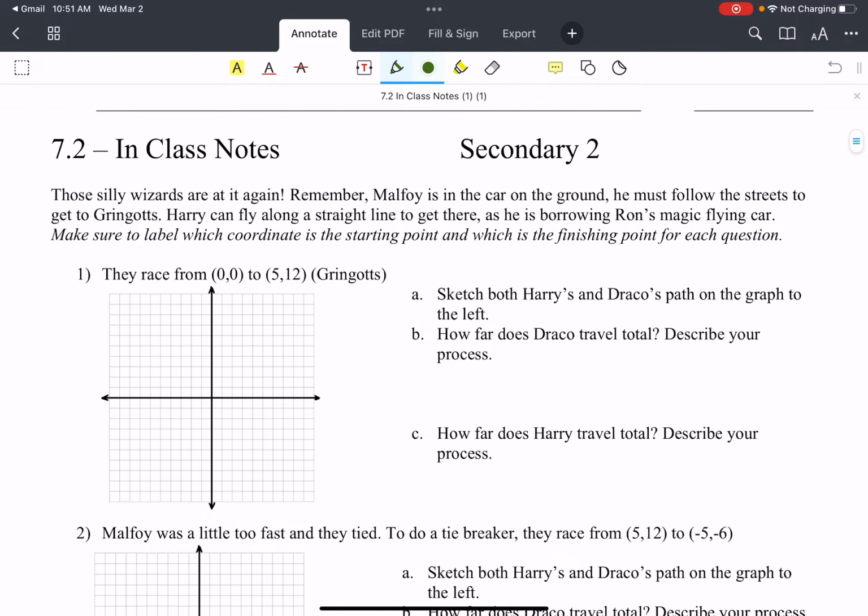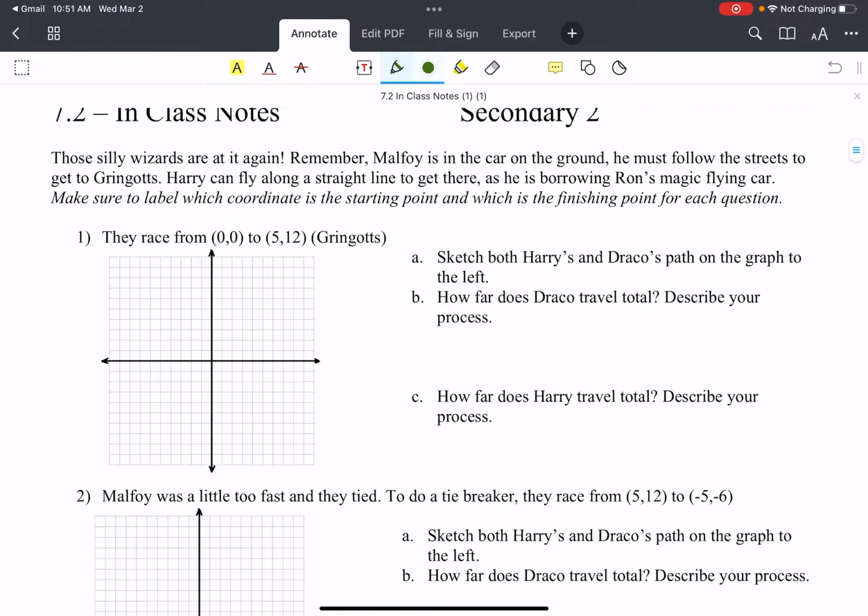Okay, those silly wizards are at it again. Remember, Malfoy is in the car on the ground. He must follow the streets to get to Gringotts. And Harry's in the magical car, so he can go straight from point to point. Make sure to label which one is start and which one is finish. It's even more important for the formula that we're going to build together today.